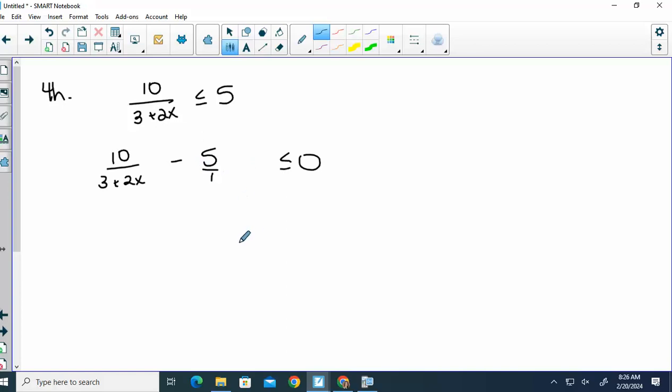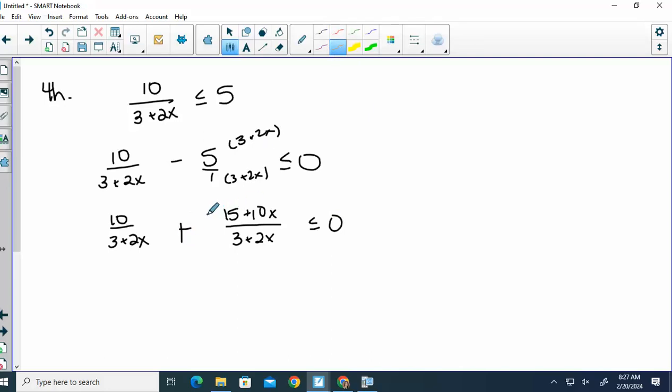This is like a 5/1. So if we want to put those together, we need a common denominator. So we're going to take this times 3 plus 2x on top and bottom. Because it's a subtraction, make sure you distribute that negative. So positive 10 and negative 15 will give me a negative 5 minus 10x over 3 plus 2x. Now what do we do?